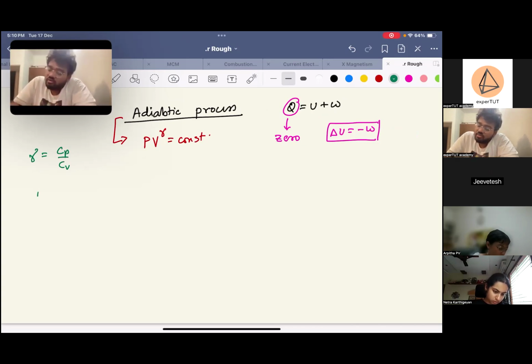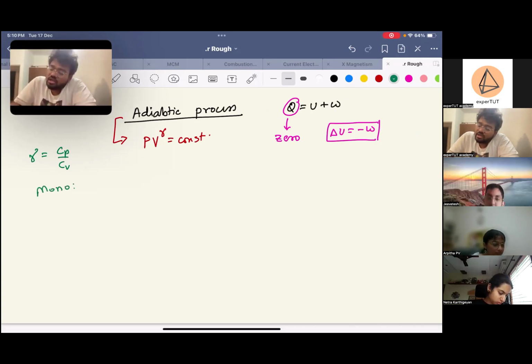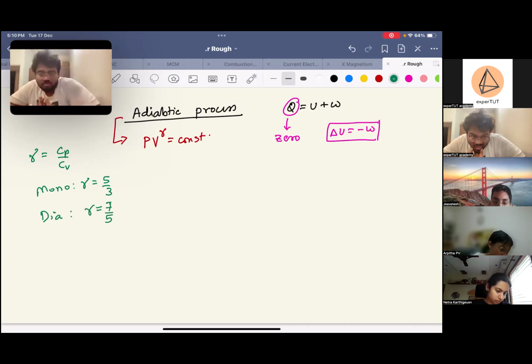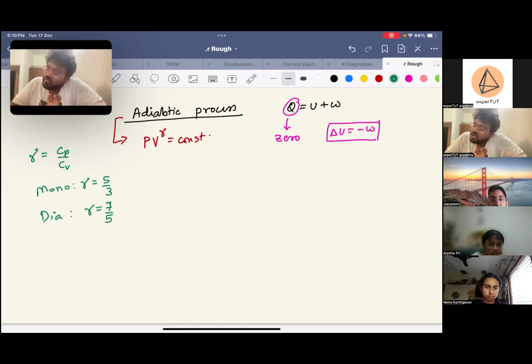For monoatomic gases, the gamma value is 5 by 3. And for diatomic gases, gamma is 7 by 5. These two will be asked in your syllabus. So you have to understand the meaning of PV raised to gamma is constant.